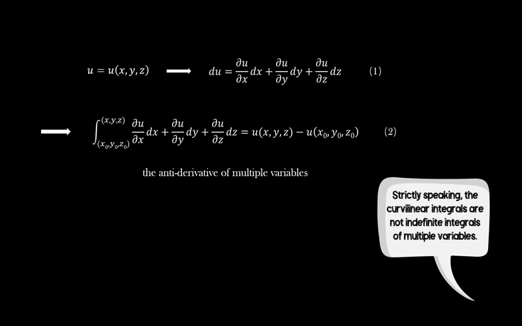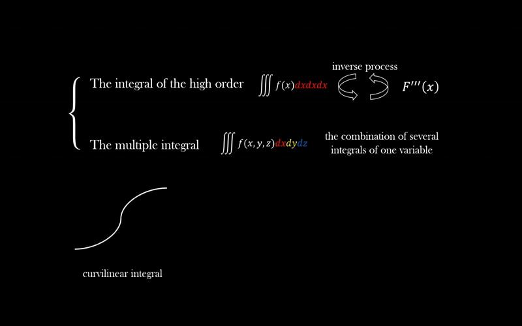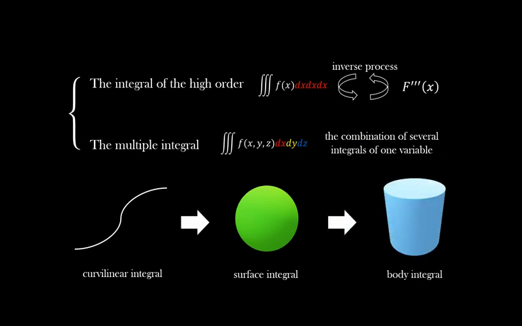But it is another matter when considering the situation where the curvilinear integral is independent of the path of integration. The integral of the high order is totally different from the multiple integral as this. The integral of the high order is the inverse process of the differential of the higher order, while the essence of the multiple integral is the combination of several integrals of one variable. Considering the division from the geometrical perspective, the multiple integral should be regarded as the body integral, which inherits with the curvilinear integral and the surface integral.